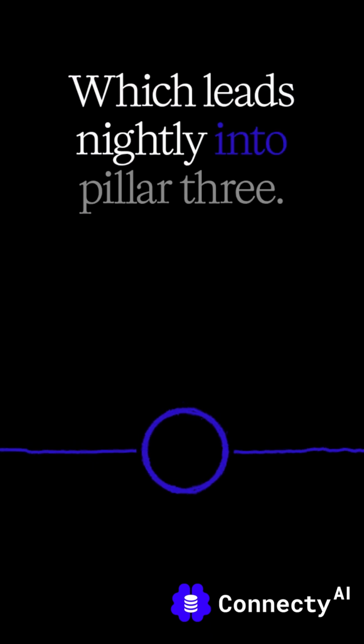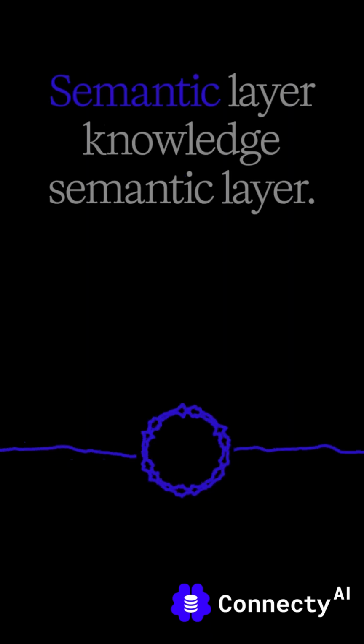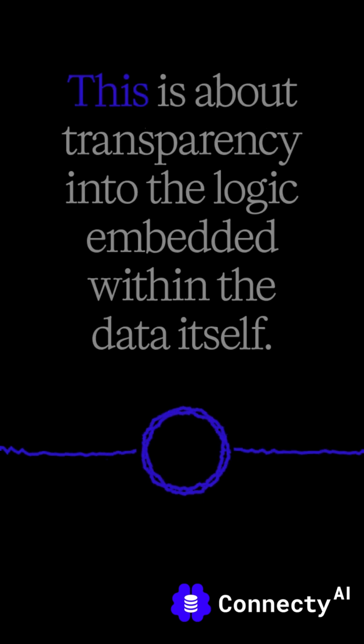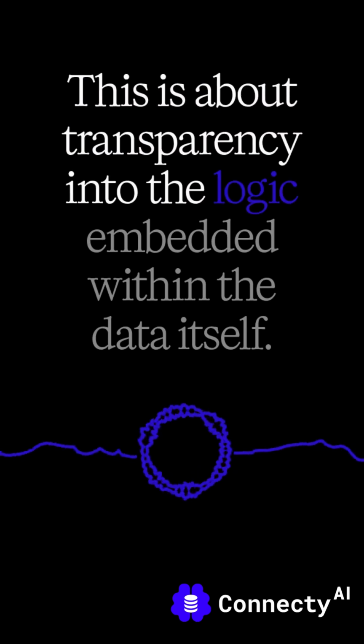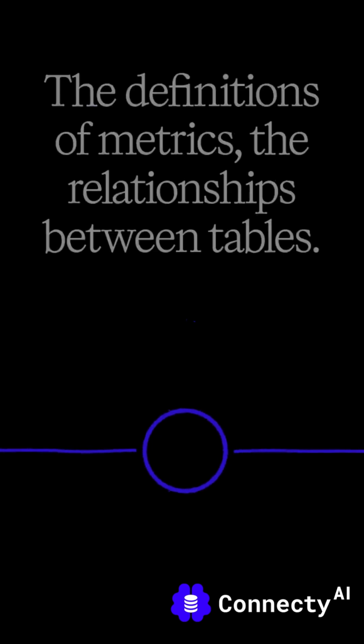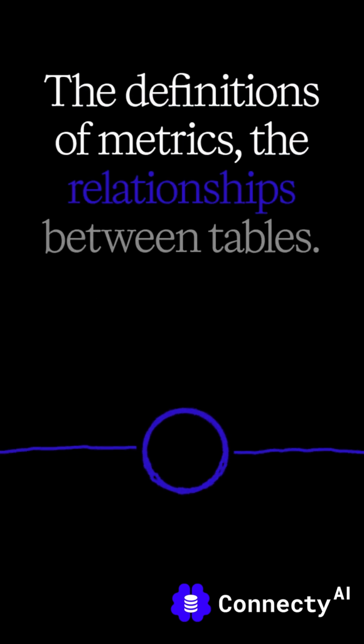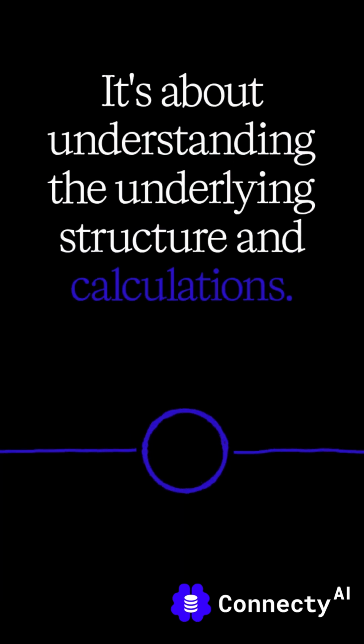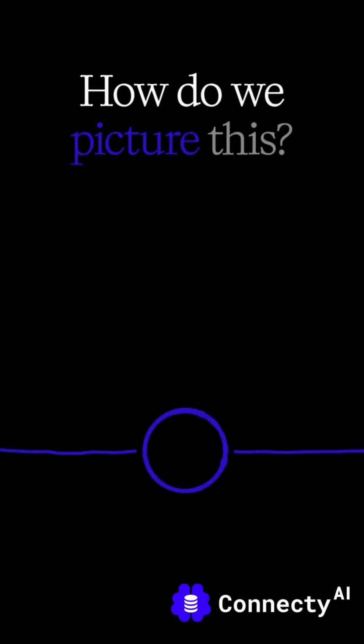Which leads nicely into pillar 3, semantic layer knowledge. Semantic layer. Okay, what's that about? This is about transparency into the logic embedded within the data itself, the definitions of metrics, the relationships between tables. It's about understanding the underlying structure and calculations. Okay, analogy. How do we picture this?